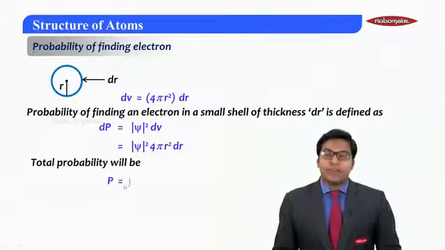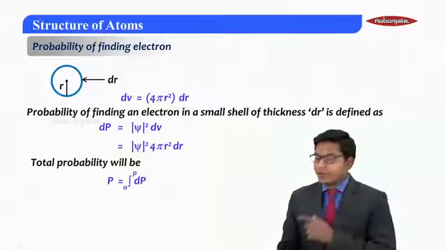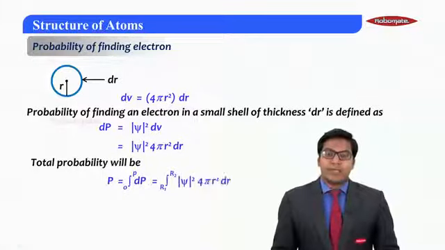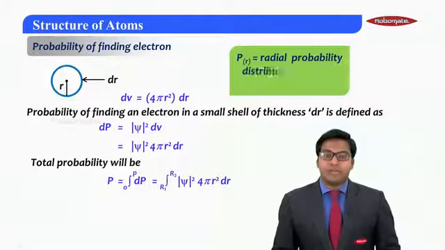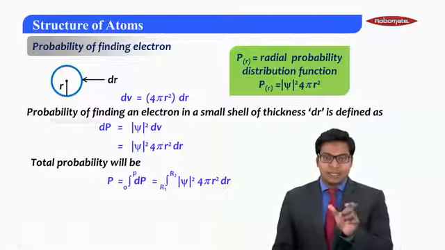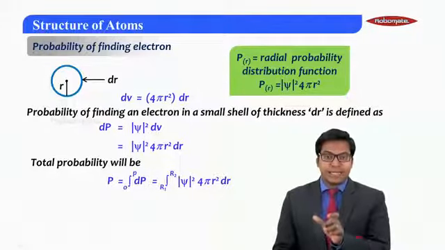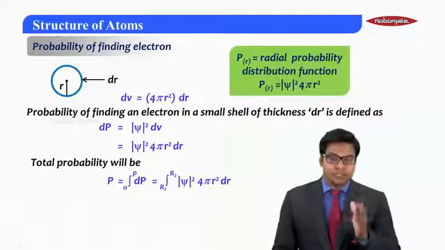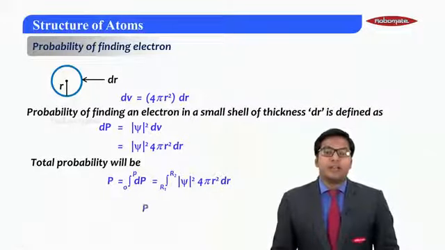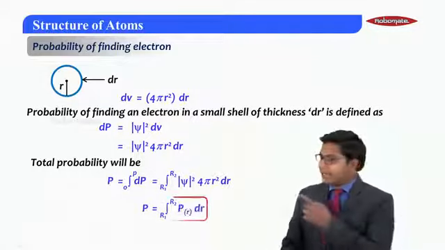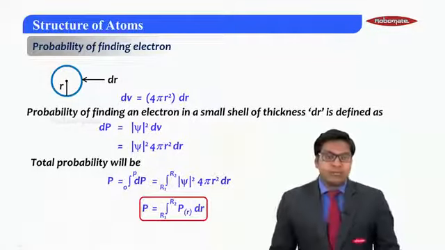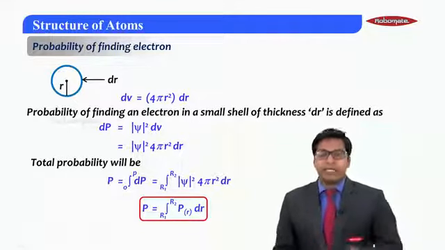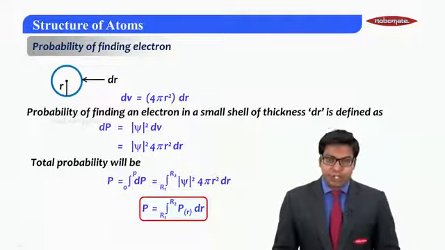So for the total probability, we learned that I can integrate from r1 to r2 of psi square 4 pi r square dr, right? So this is what we learned. And here that P(r), whatever is being defined in that integral part, is what we call the radial probability distribution function. Therefore, to calculate the total probability, it is the integral from r1 to r2 of P(r) dr, where P(r) is the probability distribution function. This is what we learned earlier.